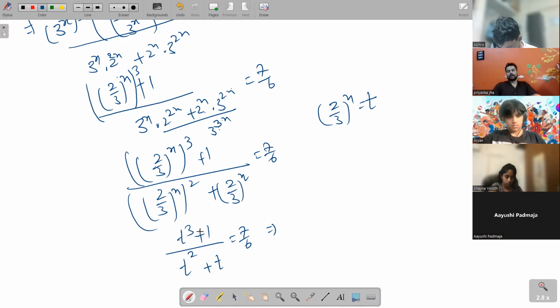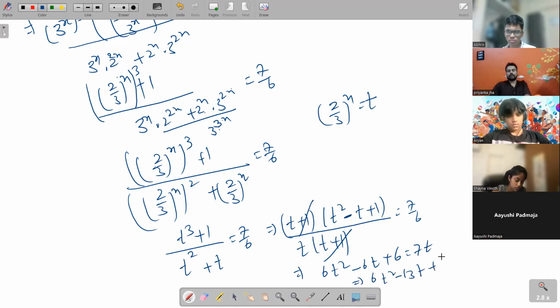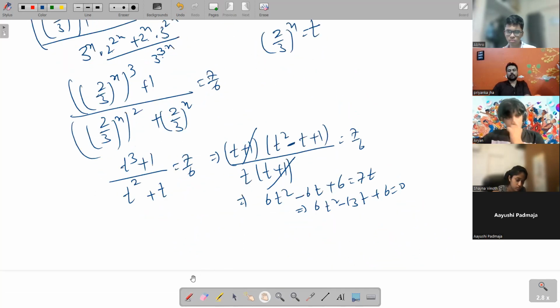You can apply the a cube plus b cube formula here: (a plus b) into (a square minus ab plus b square) upon t into (t plus 1), that is 7 by 6. t plus 1 cancel. Now cross multiply this: 6t square minus 6t plus 6 equal to 7t. So this is 6t square minus 13t plus 6 equal to 0. Factorize this: 6t square minus 12t minus t plus 6 equal to 0. 6t out, t minus 2.